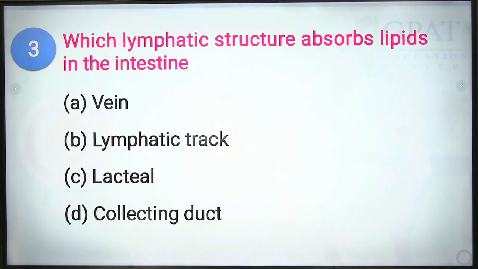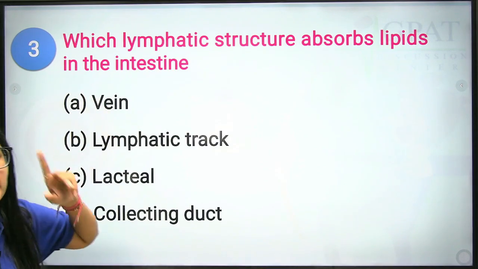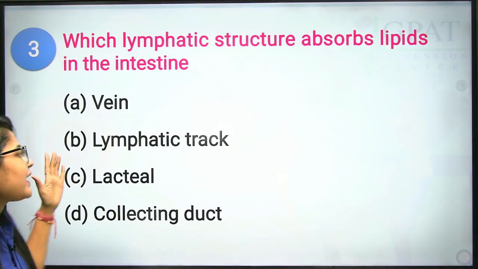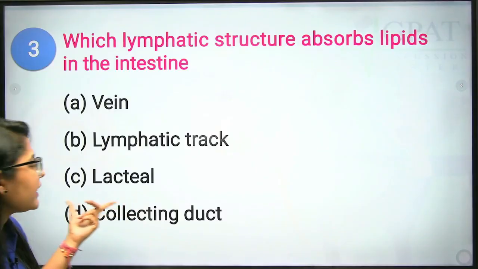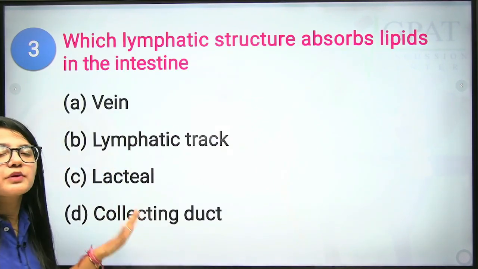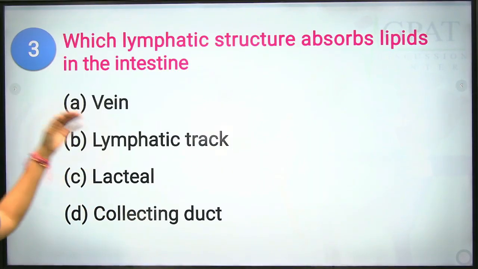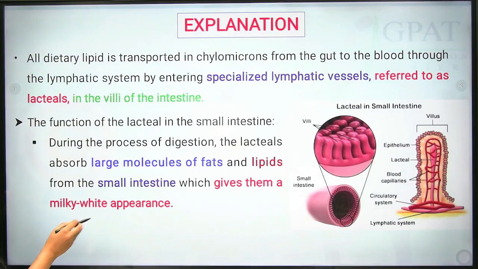Next question. Which lymphatic structure absorbs lipids in the intestine? We have veins, but veins are not responsible for absorption of lipids. They are responsible for flow of your blood. Lymphatic tract is also not responsible for absorption. Collecting duct is present in your kidney. Next we have the lacteal. Yes, L for lacteal and L for lipid. They are responsible for the absorption of fat in the lymphatic structure, or we can say in your intestine. Clear? Okay, lacteal.